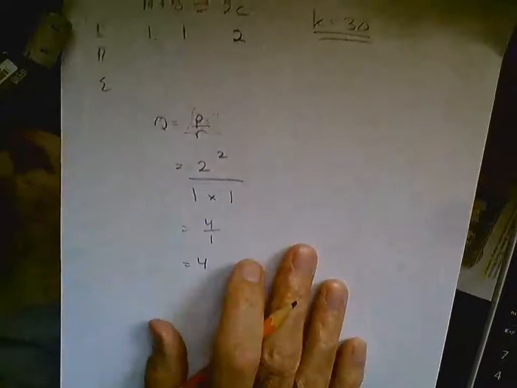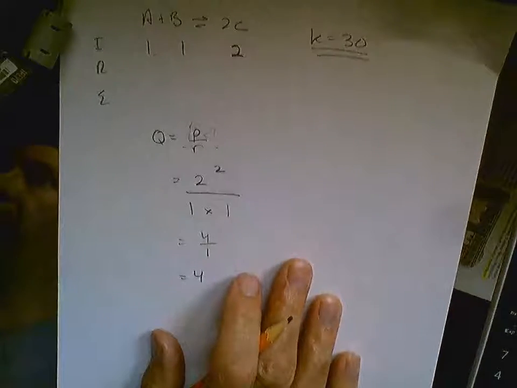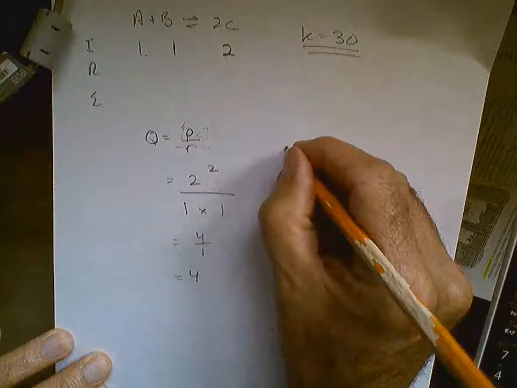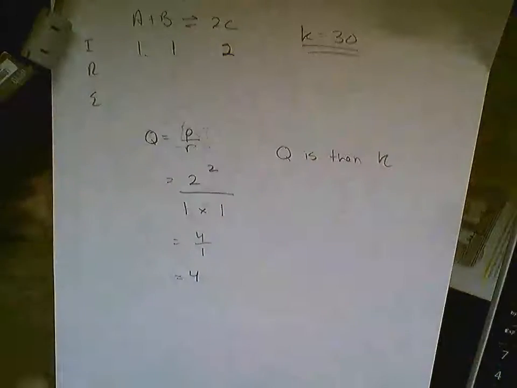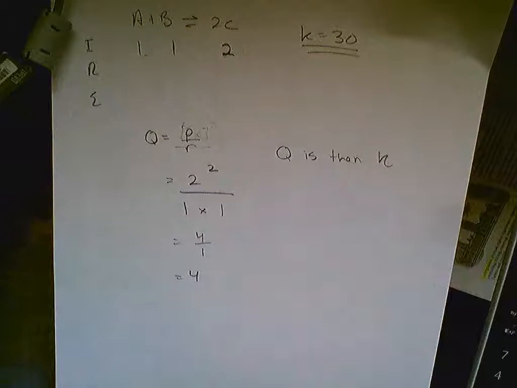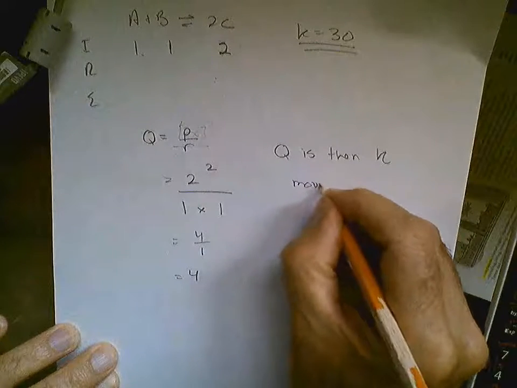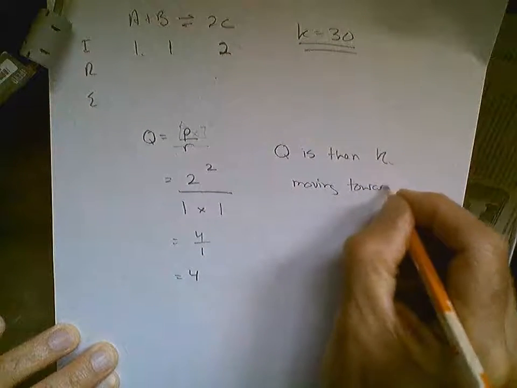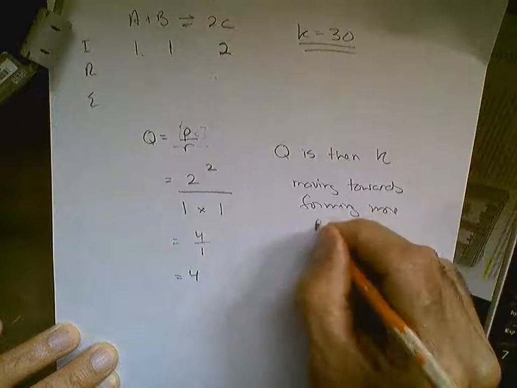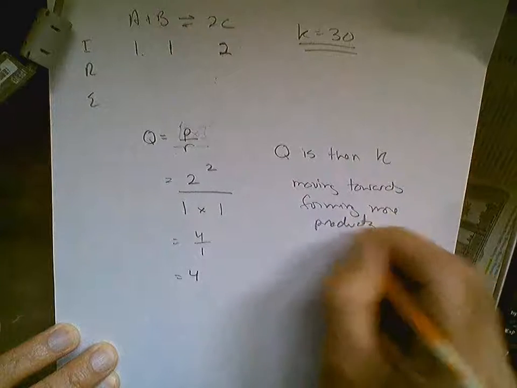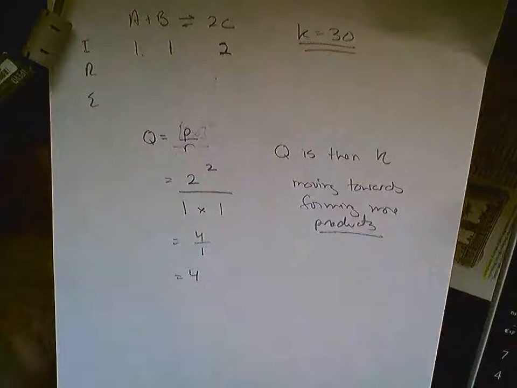Now, what you have to do now is compare K and Q. So in this case, Q is less than K. If Q is less than K, we are heading towards the products, moving towards forming more products. If Q is bigger than K, the reaction would be going in the opposite direction.